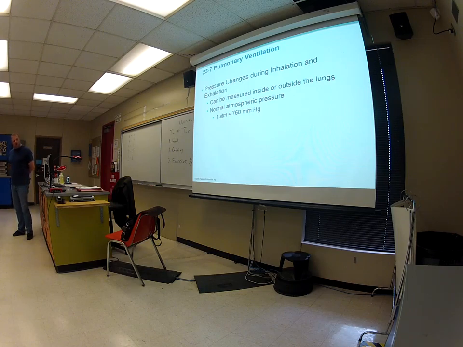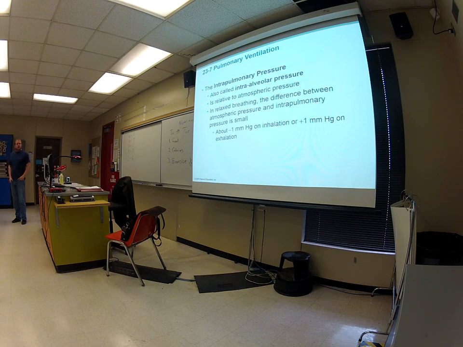Normal atmospheric pressure is 760 millimeters of mercury. 760, and yes, you do need to know that number. 760 millimeters of mercury, one atmosphere, not atom, like the little boy Atom. Atmosphere. Okay, one atmosphere.